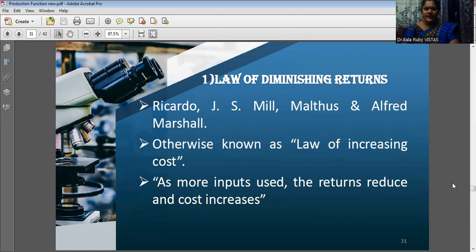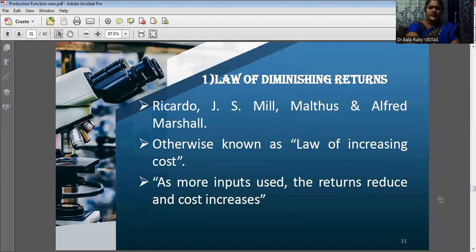The law of diminishing returns means when output increases, returns reduce. Listen very carefully. When we use more and more input, if the return reduces and cost increases, this stage is known as the law of diminishing returns. Initially when we use more input, sometimes the revenue from this input reduces, and if you compare, the cost of production continuously increases. So this relationship or this stage is known as the law of diminishing returns or the law of increasing cost.